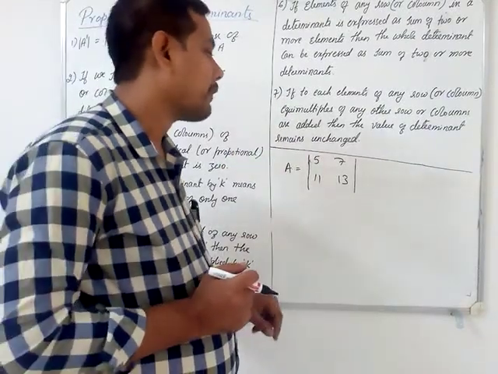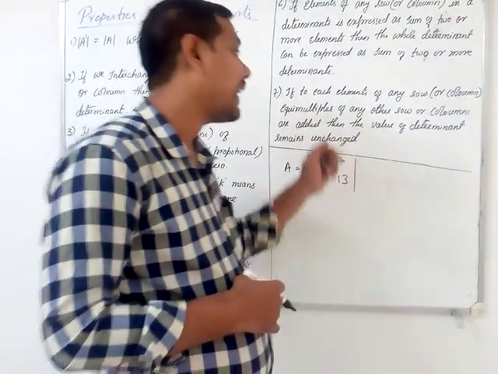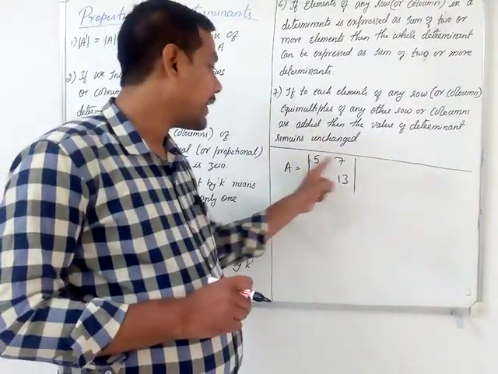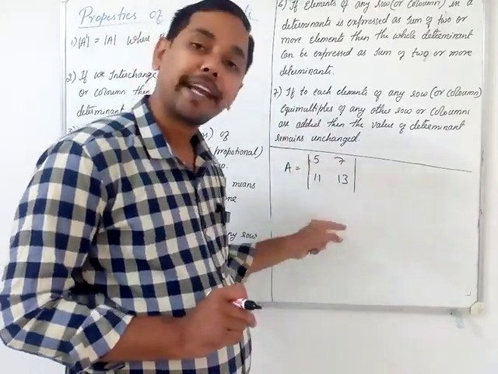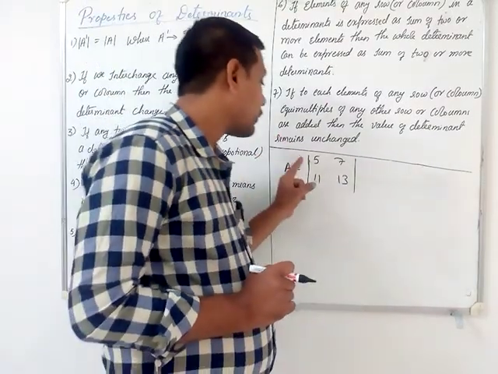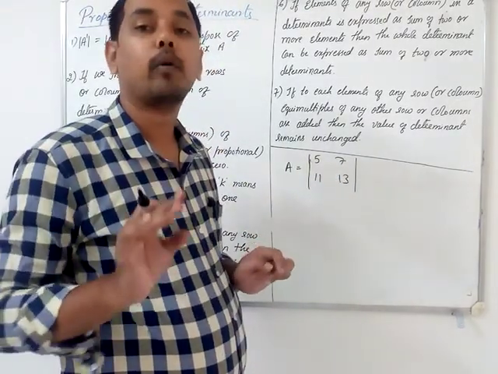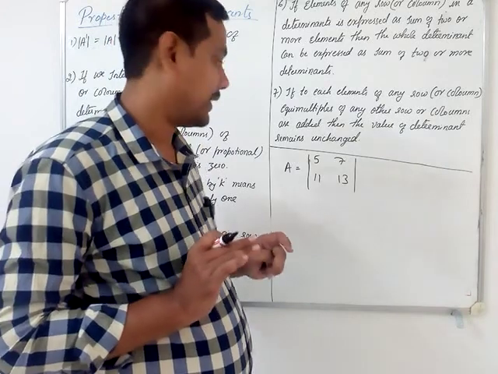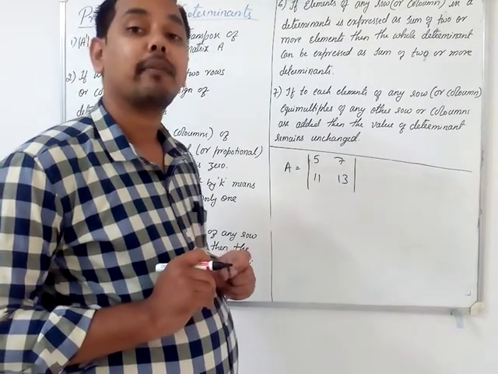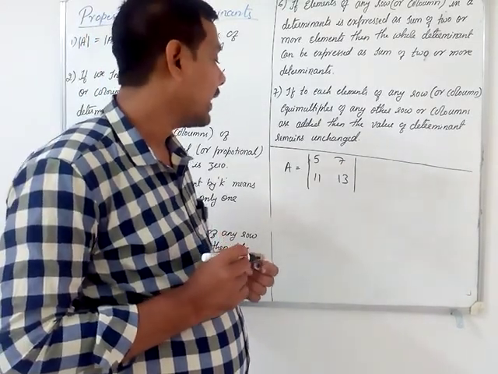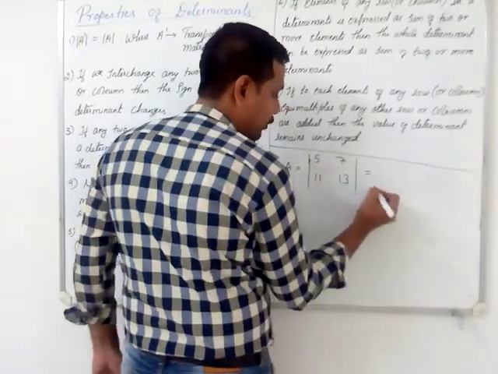If to each element of any row or column, so to each element means every element of any row or column, it may be the first row, the second row, the first column, or the second column. He is speaking specifically about a row or column, not the entire determinant, right? Equimultiples of any other row or column are added, then the value of the determinant will remain unchanged. Let us see this. What is the value of this determinant?